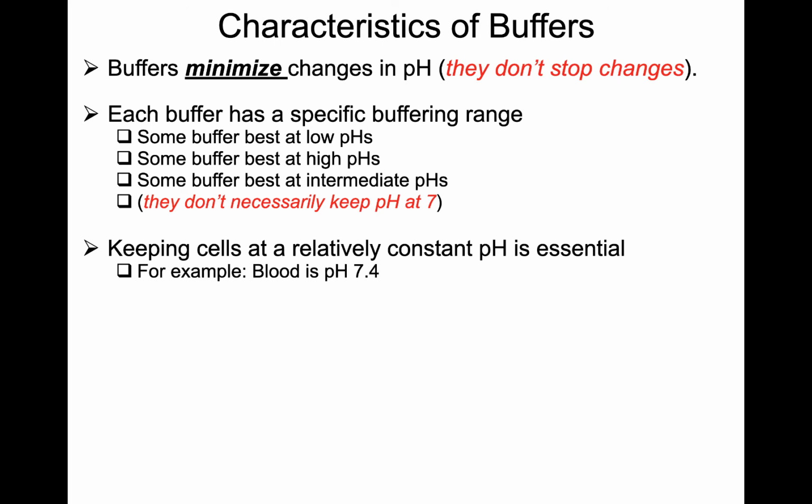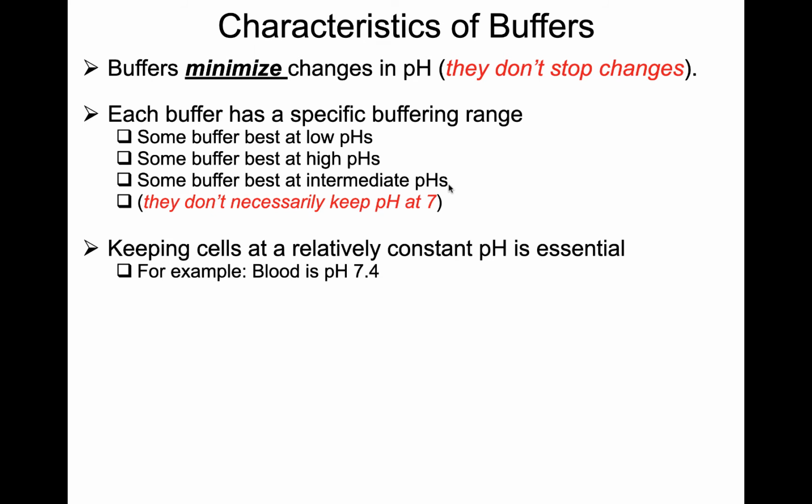As I said, they minimize changes in pH. They don't stop the changes. That's important to understand, and we'll look at some data in another slide in a second. There are lots of different types of buffers out there, and each buffer has a specific buffering range. Some of them buffer best at low pH, maybe pH 2 or 3. Some of them buffer best at higher pH, so maybe pH 10 or 11. Some buffer best at intermediate pHs.